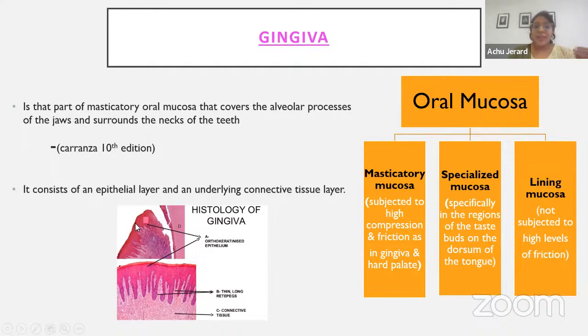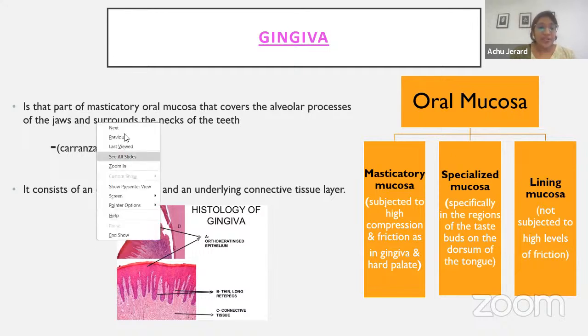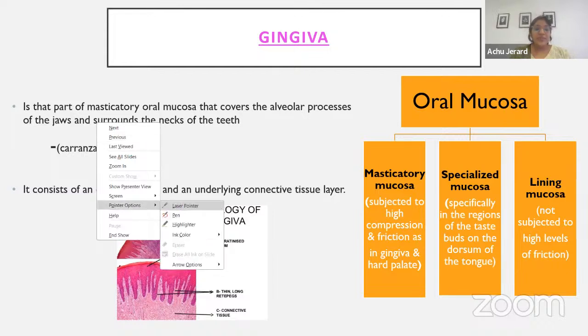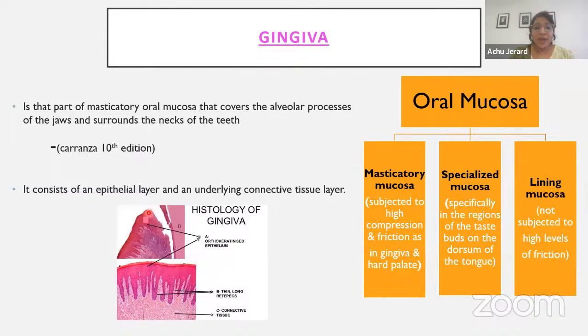Okay. So you can see from the picture here the epithelial part, and then there is an underlying connective tissue part. And these long finger-like projections are the rete pegs, the epithelial rete pegs, which project into the connective tissue. So this is the brief idea about what gingiva is by definition and by histological feature.